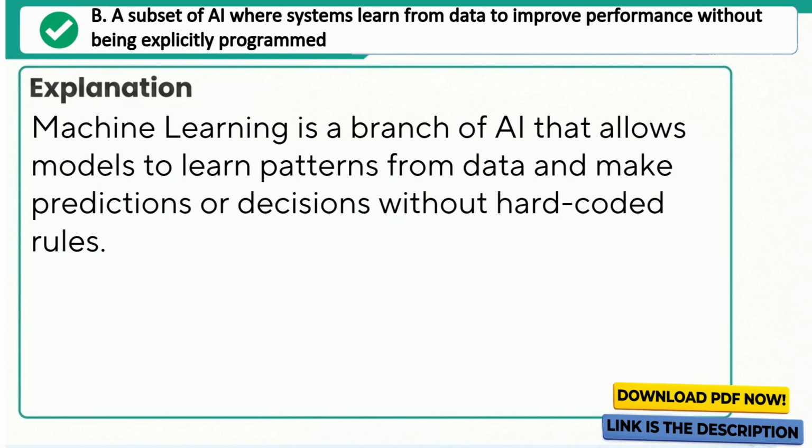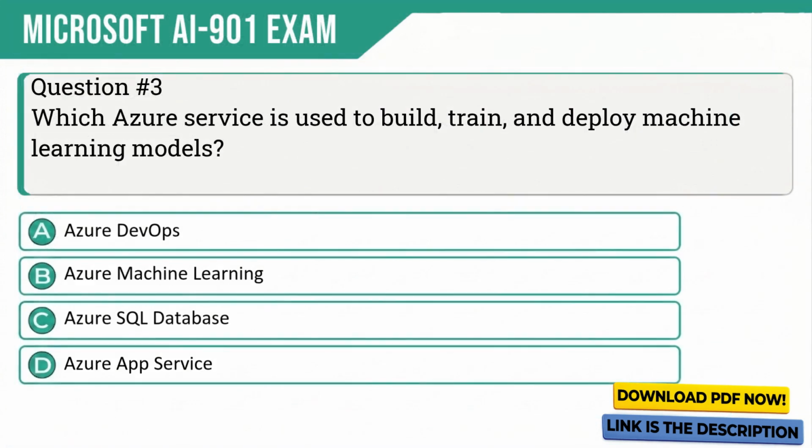Correct answer, B. A subset of AI where systems learn from data to improve performance without being explicitly programmed. Explanation. Machine learning is a branch of AI that allows models to learn patterns from data and make predictions or decisions without hard-coded rules. Question number 3. Which Azure service is used to build, train, and deploy machine learning models? A. Azure DevOps. B. Azure Machine Learning.